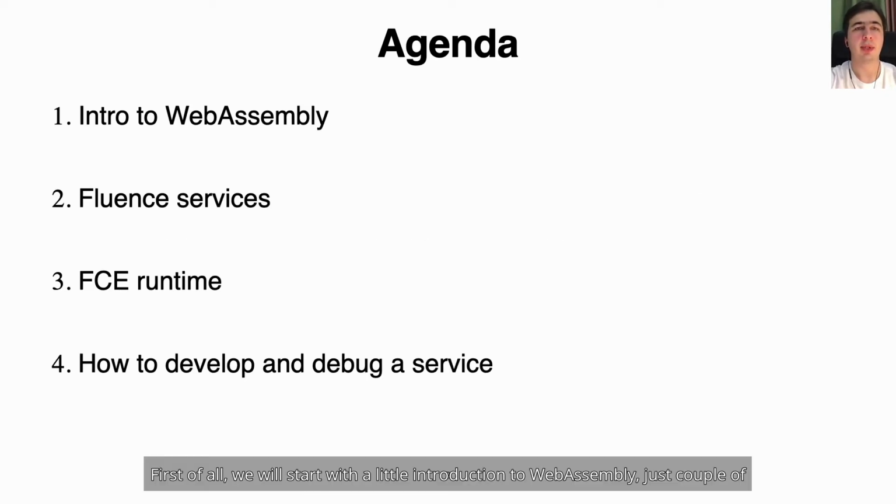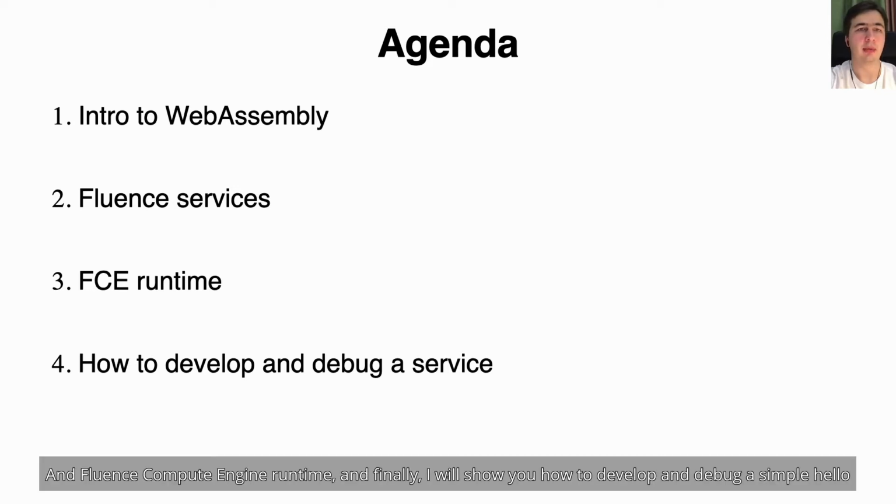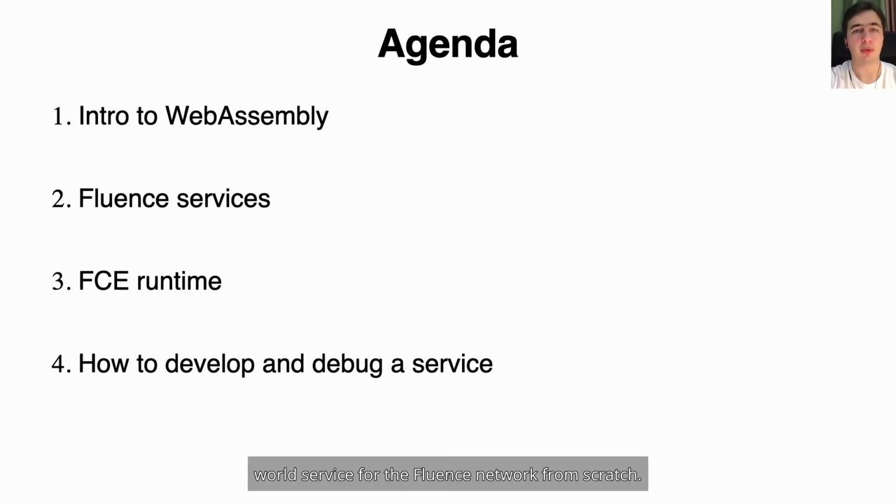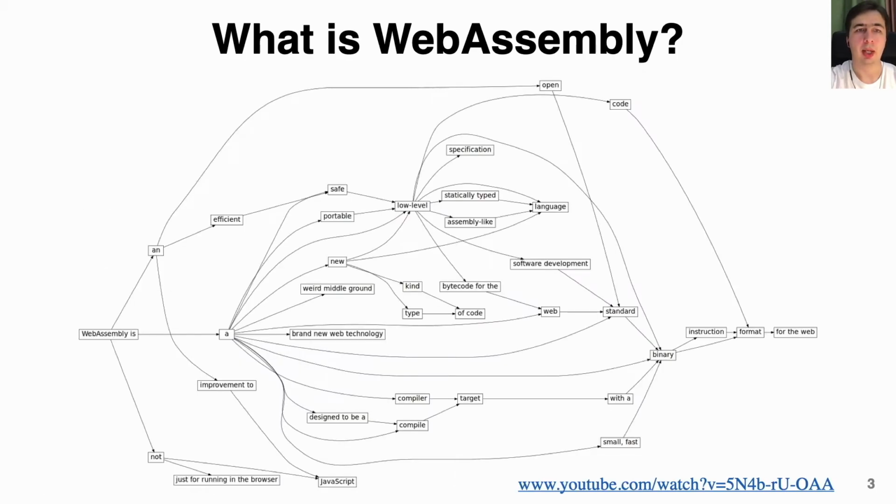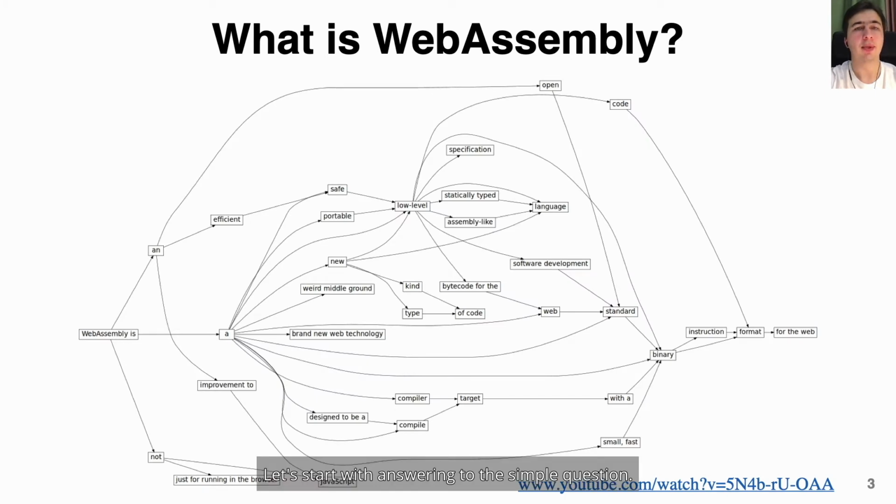First of all, we will start with a little introduction to WebAssembly, just a couple of slides. Then we will walk through some Fluence services internals and FC runtime. And finally, I will show you how to develop and debug a simple Hello World service for the Fluence network from scratch.